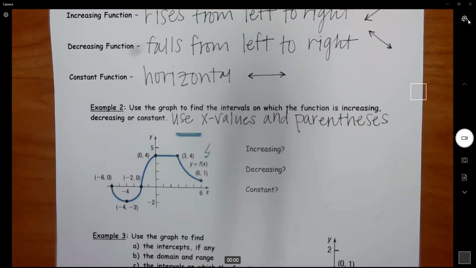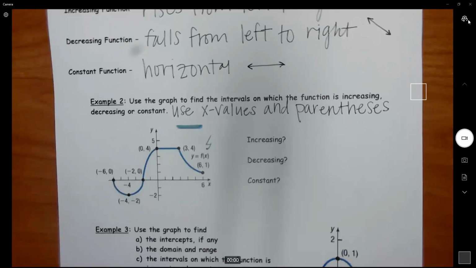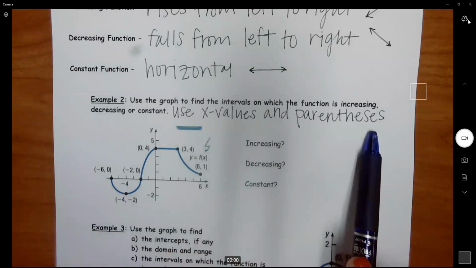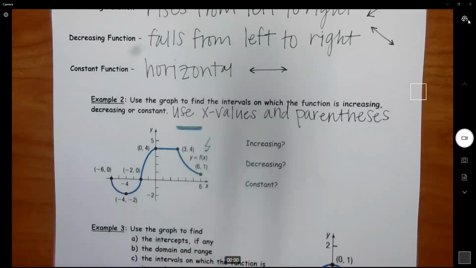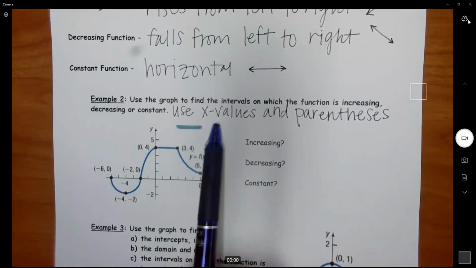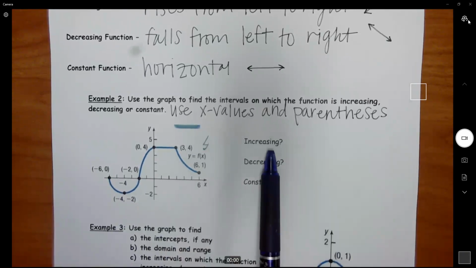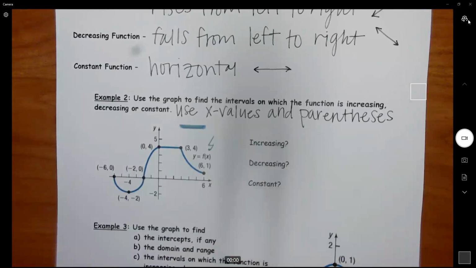So we need to use the graph to find the intervals on which the function is increasing, decreasing, or constant. And I wrote in a little help here if you want to write that down as well. When you are going over the intervals in which the function is increasing, decreasing, or is constant, you want to use the x values, and you'll always use parentheses. So where is this graph increasing?